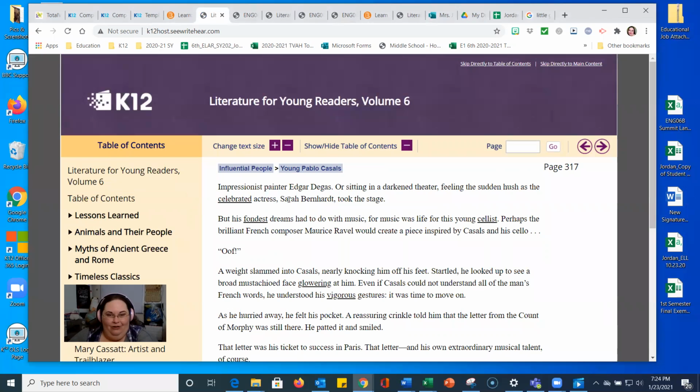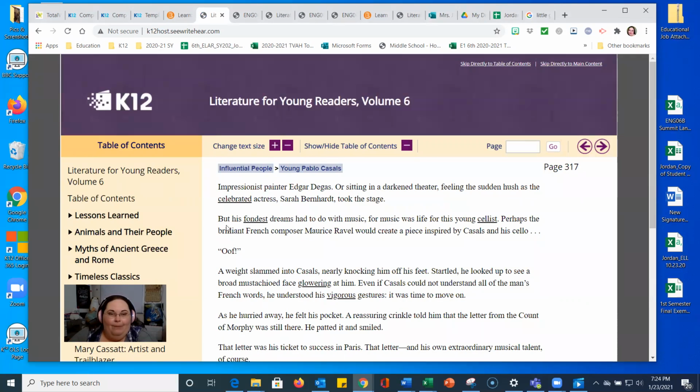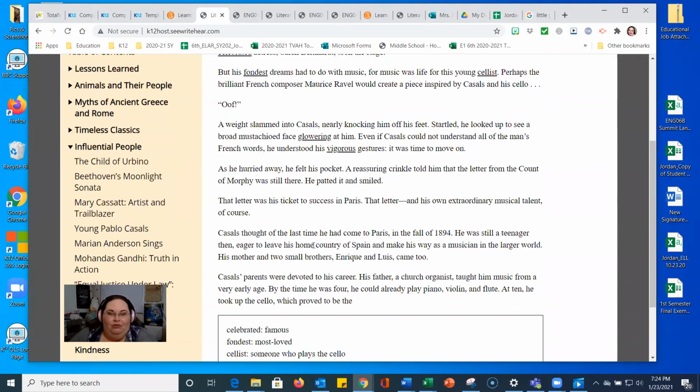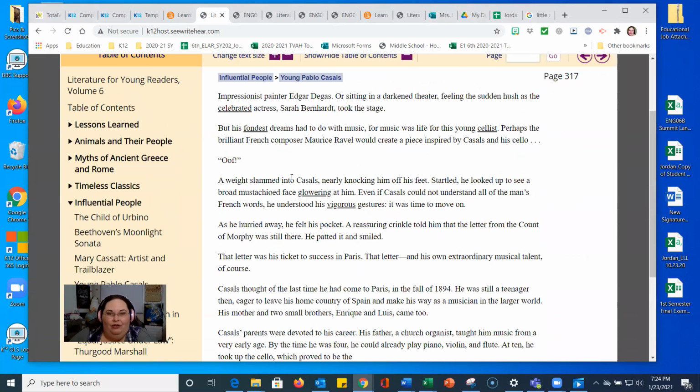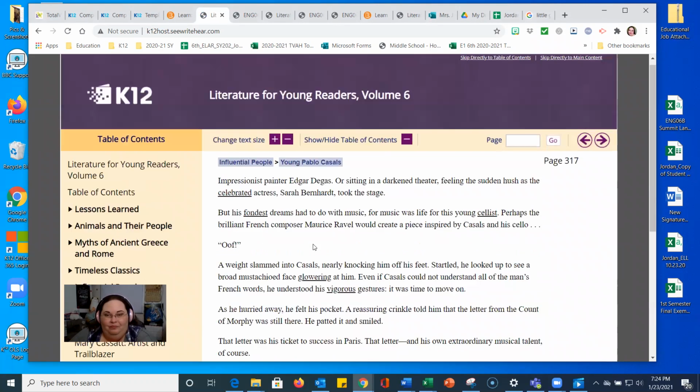Impressionistic painter Edgar Degas, sitting in a darkened theater, feeling the sudden hush as the celebrated actress Sarah Bernhardt took the stage. All right, celebrated is famous. But his fondest dreams have to do with music. So his most loved dreams have to do with music. For music was his life, for this young cellist. All right, a cellist is someone who plays the cello. Perhaps the brilliant French composer Maurice Ravel would create a piece inspired by Casals and his cello.